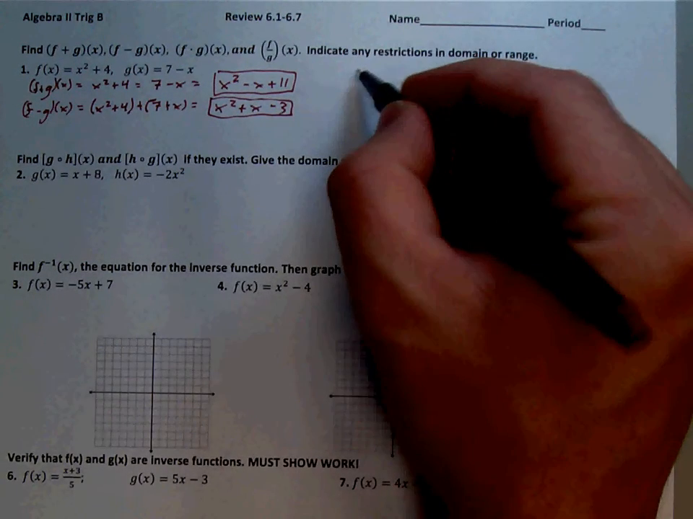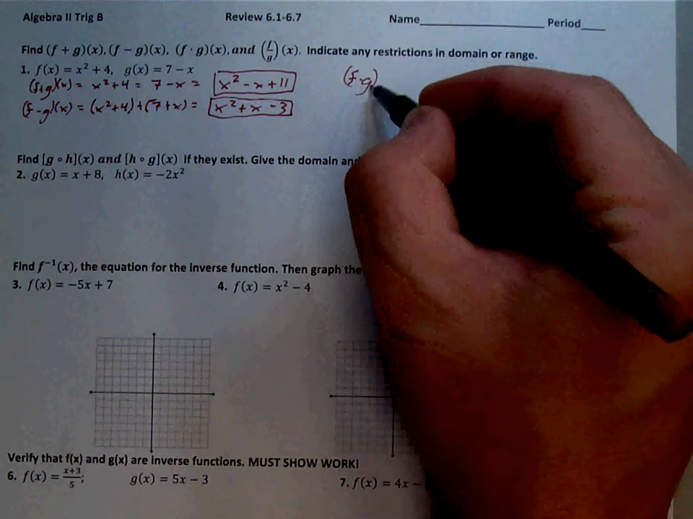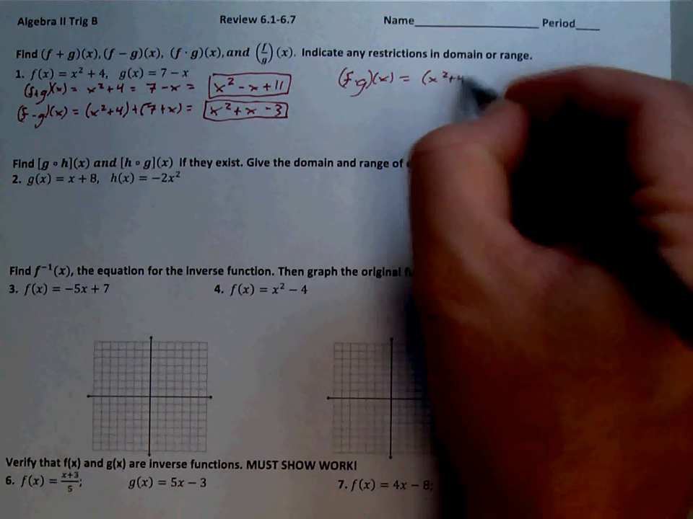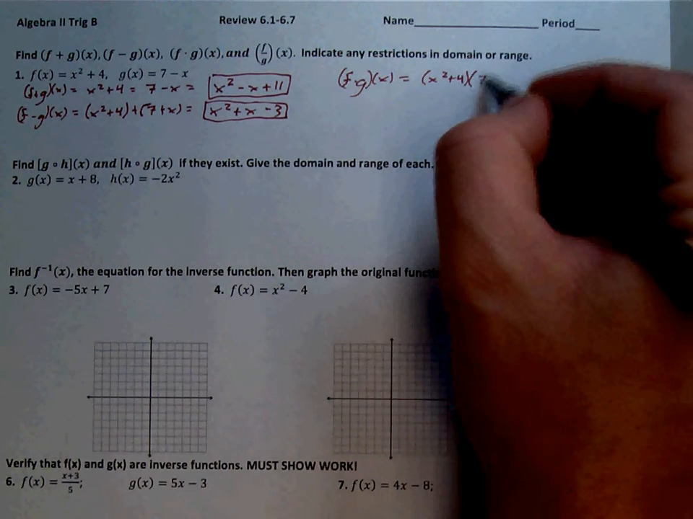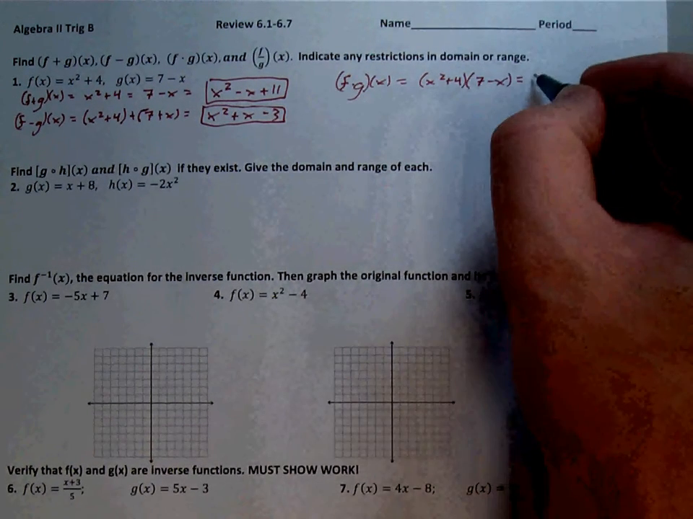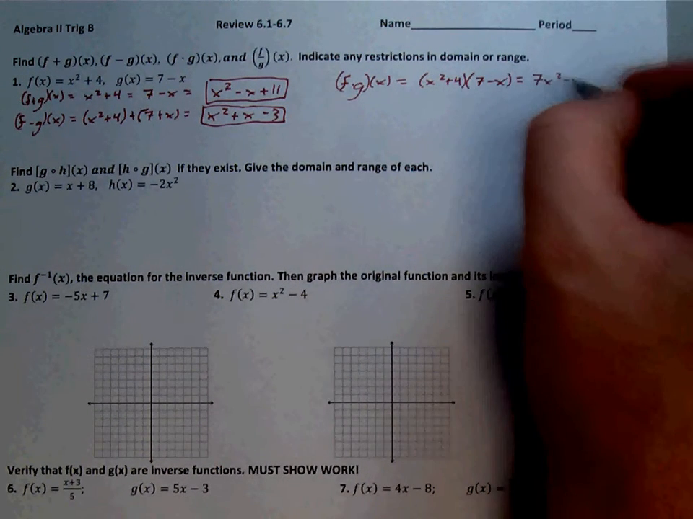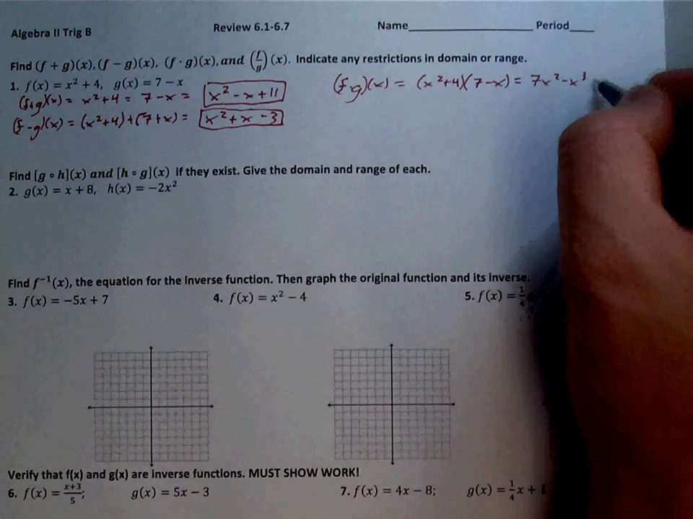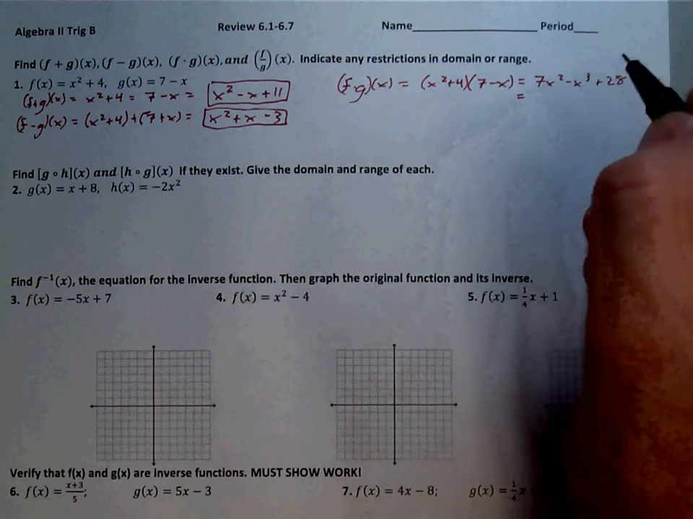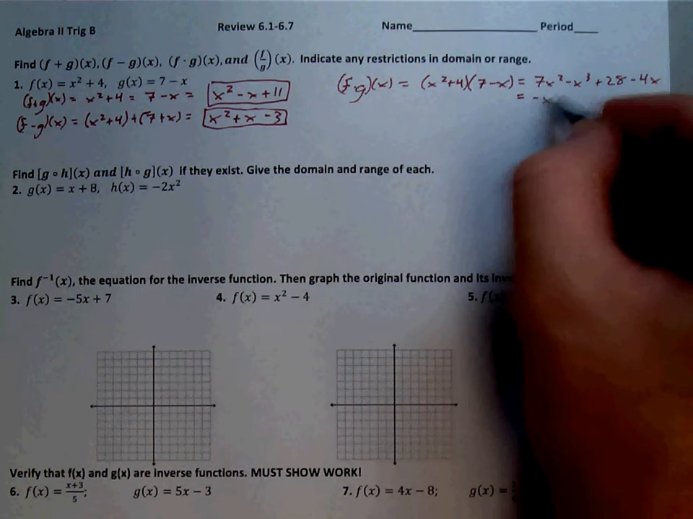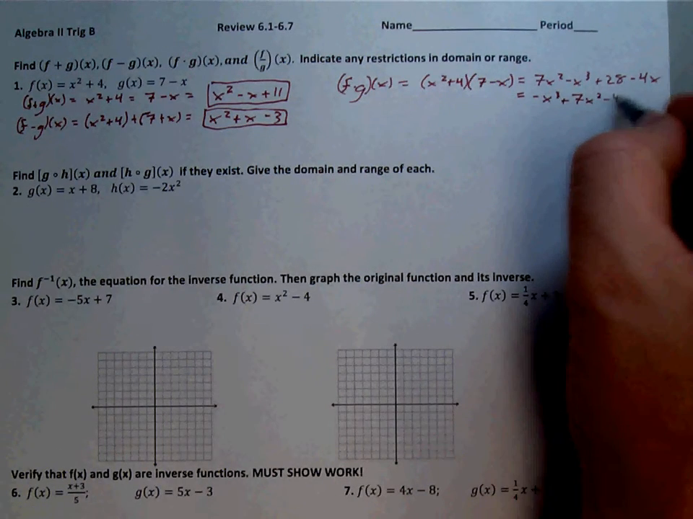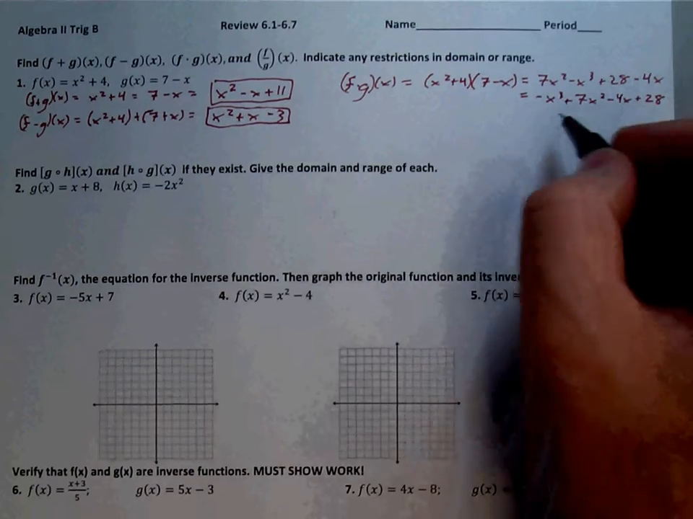Maybe I'll come over here for the multiplication and division. So x squared plus 4 being multiplied by 7 minus x, that becomes a FOIL problem. 7x squared minus x cubed plus 28 minus 4x. We combine like terms, get negative x cubed plus 7x squared minus 4x plus 28.